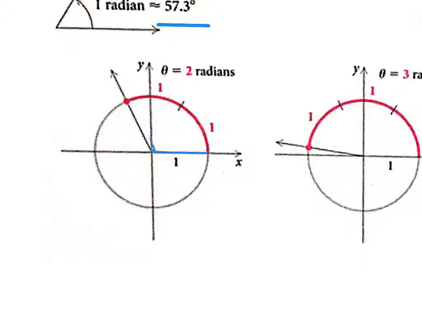You can see the angle right here. Theta would be that angle right there. And because the arc length is twice as big as the radius, that's 2 radians.